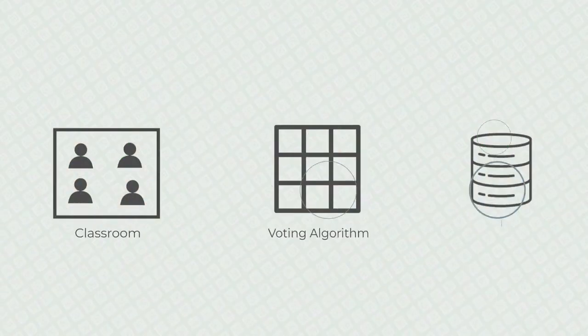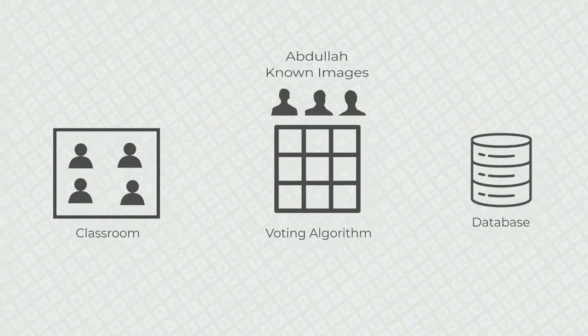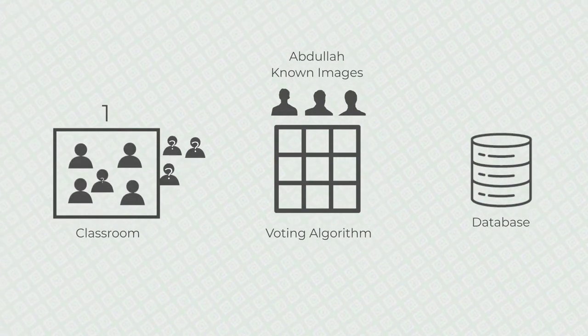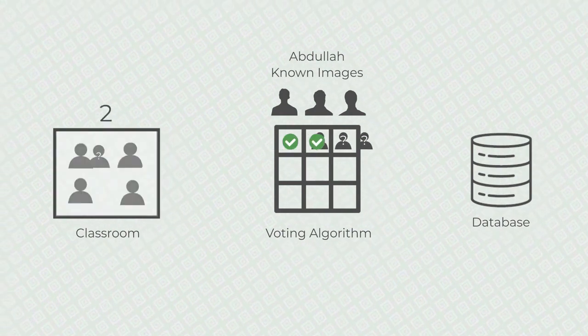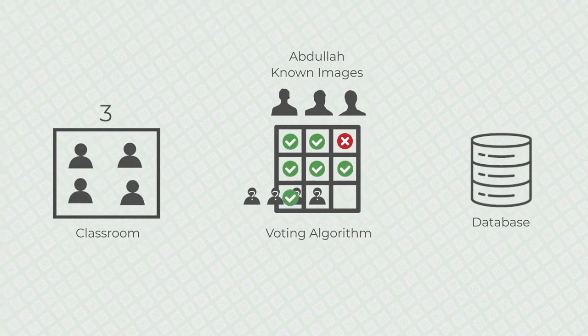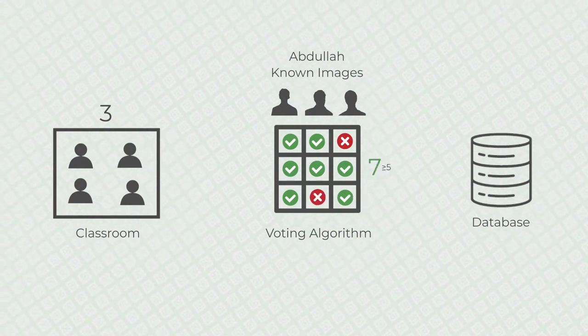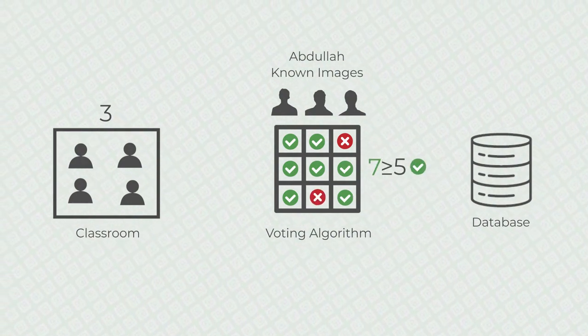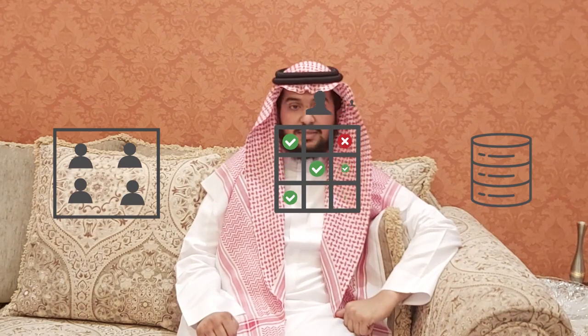For face detection and recognition, we use the Python face recognition library. And to further enhance the accuracy of the system, a voting algorithm was implemented. The system records attendance of students only after 3 class images are taken and compared with each of the students' 3 known images. If the student was matched at least 5 times out of 9, then he is regarded as an attendee.